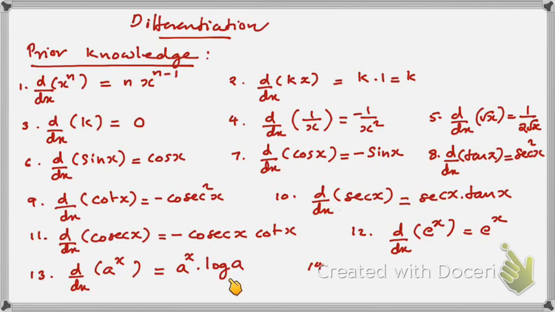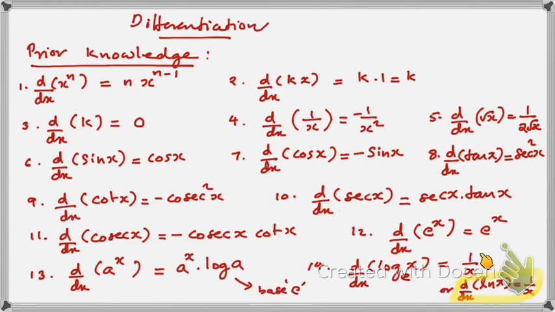That's like ln a. So derivative of a raised to x is a raised to x into, some people write it as ln a. But when we write it as log a, the base is assumed as e because it is under calculus. Derivative of log x, again it is ln x. It is log x to the base of e, you should remember. The derivative is 1 by x. Derivative of log x to the base of e is 1 by x.